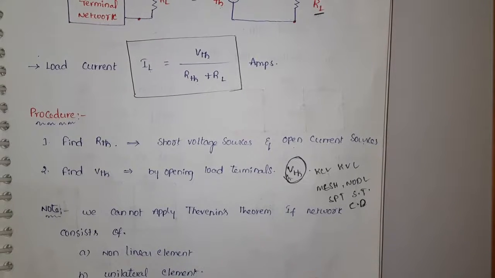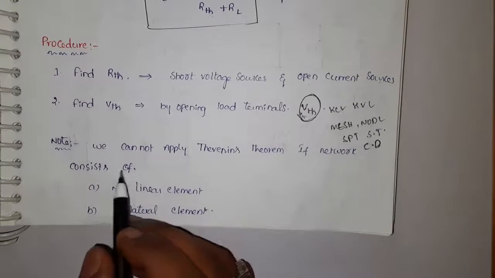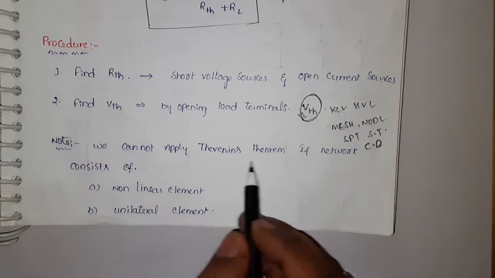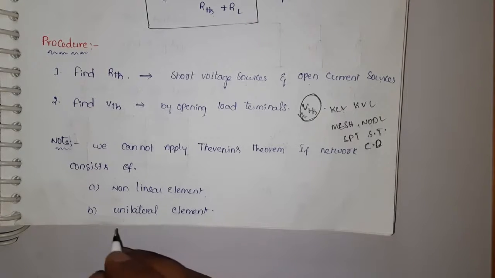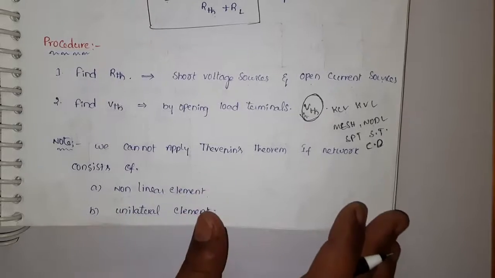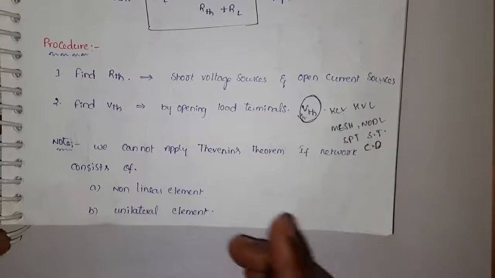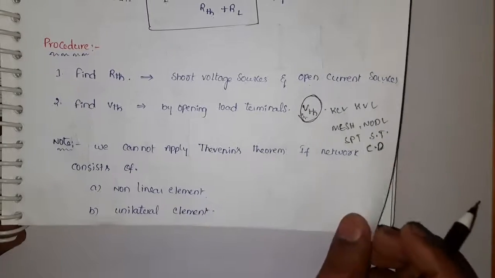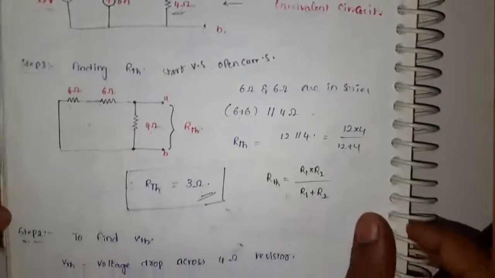So let us make one note before going to the example problem. The note is, we cannot apply Thevenin's theorem if the network consists of nonlinear elements and unilateral elements. That is the note we must remember. We cannot apply Thevenin's theorem if the network consists of nonlinear elements and unilateral elements. Let us move to the example problem.